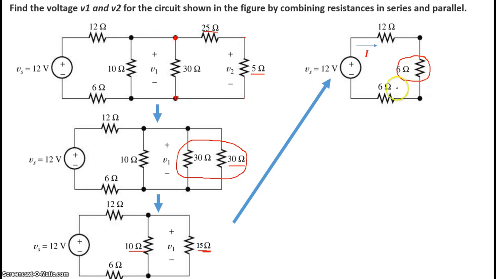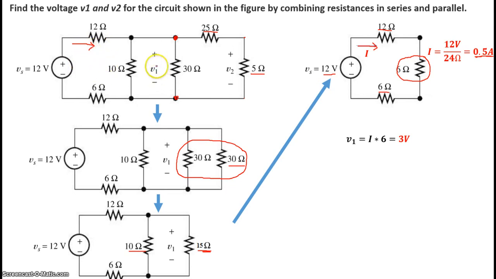Now this 6 ohms and this 12 ohm are all in series, so a total resistance of 24 ohms. Our power supply is 12 volts. The total resistance seen from the power supply is 24 ohms, so we get a total current of half an amp. So we get a total current from the power supply. This current right here is half an amp. Now using that current, we can find the voltages in here. So this current right here, we just found was half an amp.